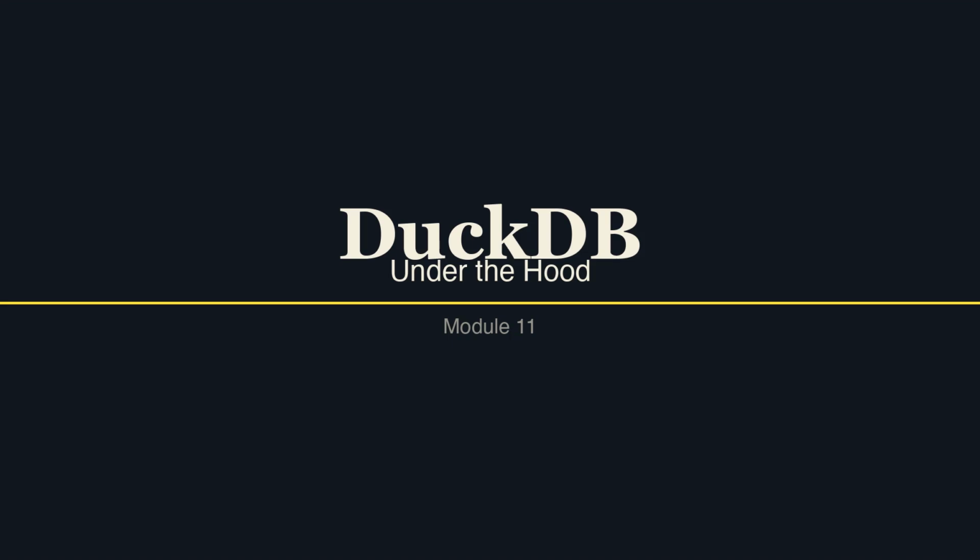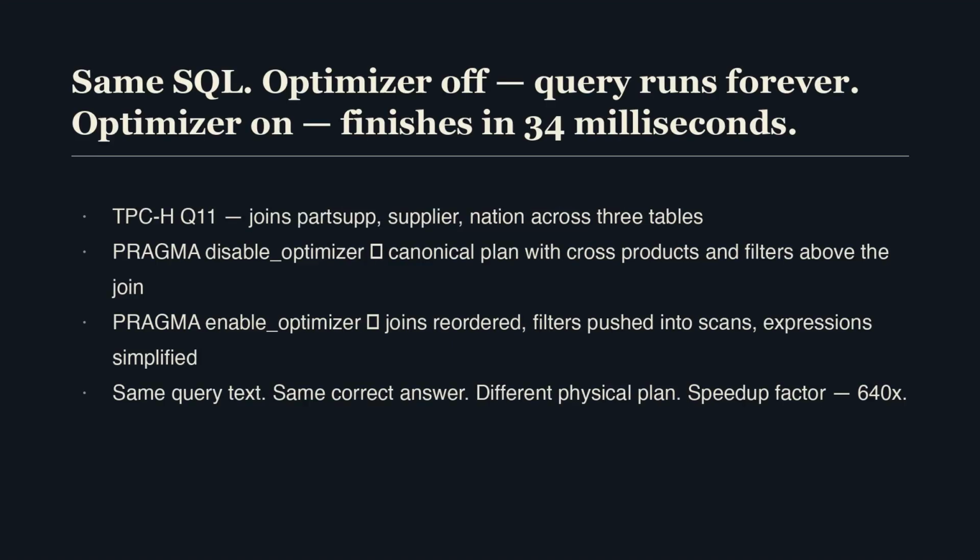DuckDB under the hood, Module 11, the optimizer. Take a TPC-H query that joins three tables, part, supplier, and nation. Disable the optimizer and run it. The query never finishes. Re-enable the optimizer and run the exact same SQL. 34 milliseconds. Same query text, same correct answer. Speedup of 640 times.